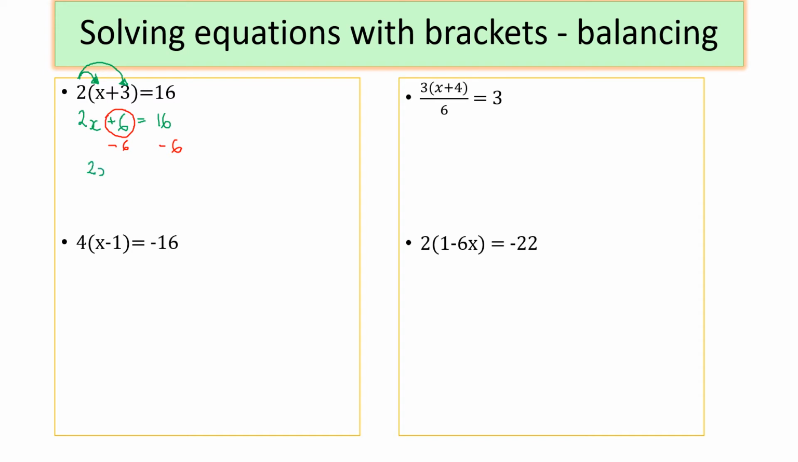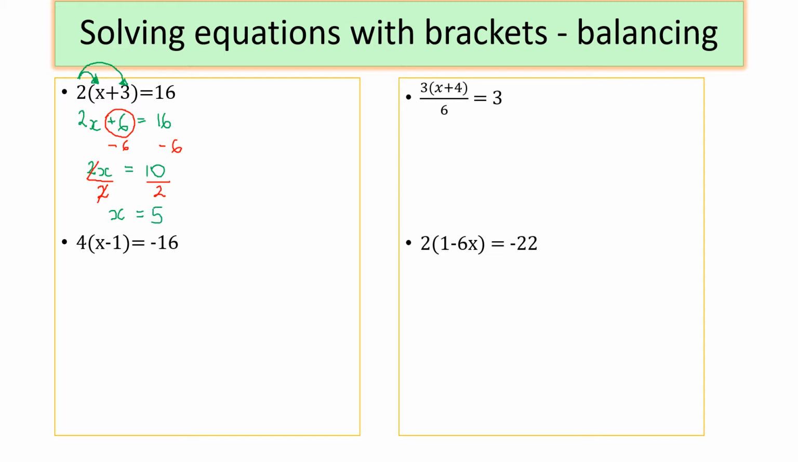So I have 2x equals 10. Now to get rid of the 2 in front of x, remember 2x means 2 times x, I need to divide. Again, remember to do the same to both sides. The 2's cancel, and I've got x equals 5.